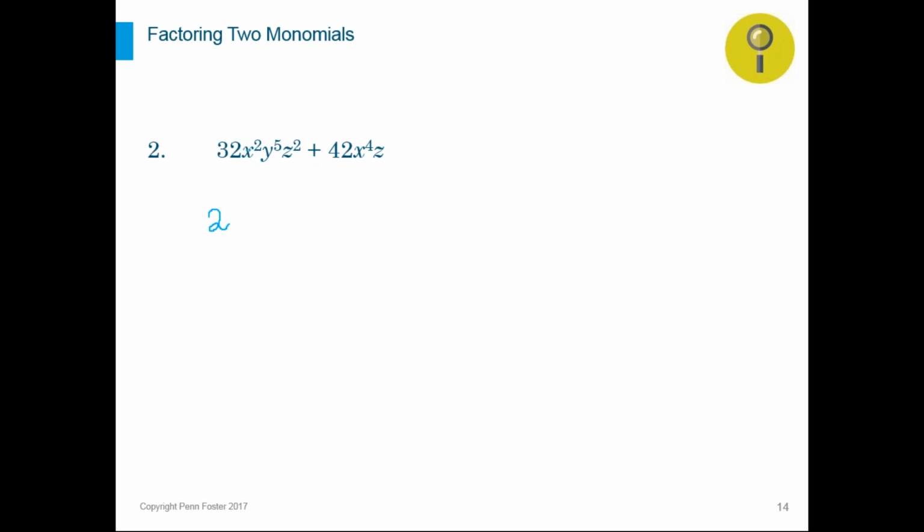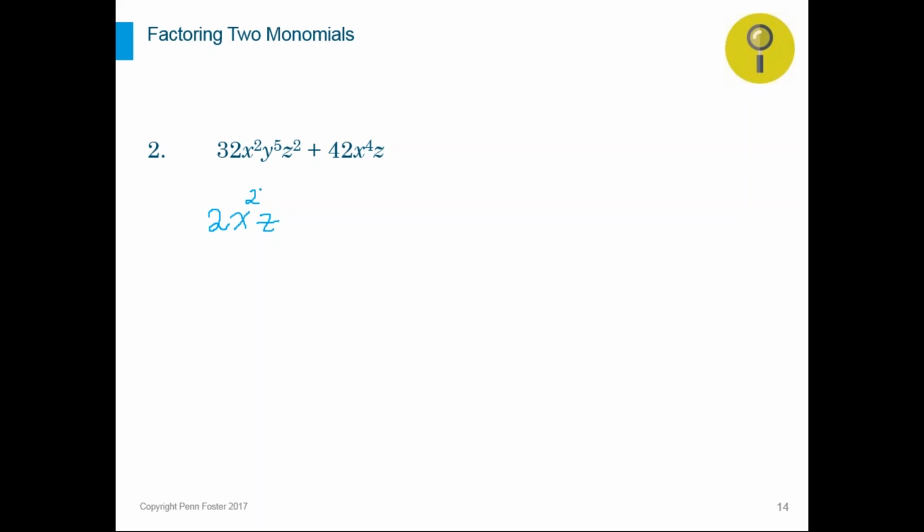What would be the one that appears in the greatest common factor of the x's? I have x to the second and x to the fourth, so x to the second would be the one with the lowest power. Y to the fifth and no y's, so no y's in my greatest common factor. Z to the second and z, then z would be part of the greatest common factor. So this is the greatest common factor.